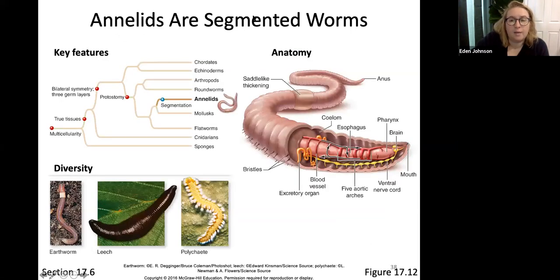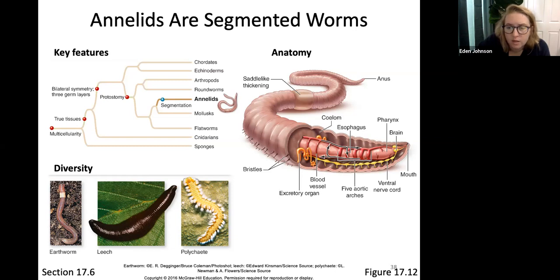All right, annelids, they are segmented worms. Your key features: segmentation, protostomes, forming that mouth first. You've got bilateral symmetry, 3 germ layers, true tissues, multicellularity. Okay, I'm thinking if I will ask y'all some of this. Okay, so the coelom, remember that's that body cavity that's completely surrounded by the mesoderm. What else will I ask you? You've got this ventral nerve cord that basically runs the entire length of this segmented worm.